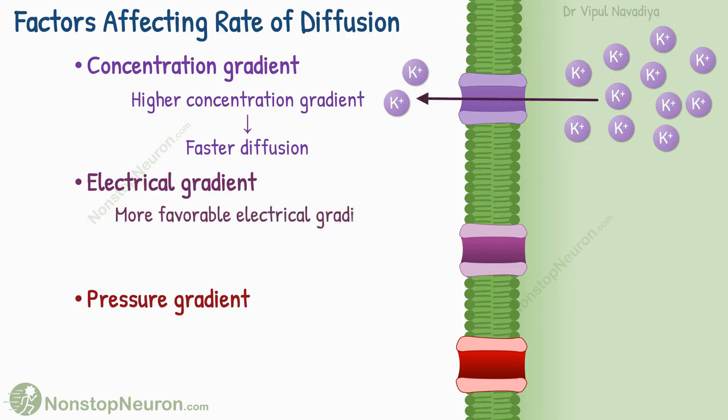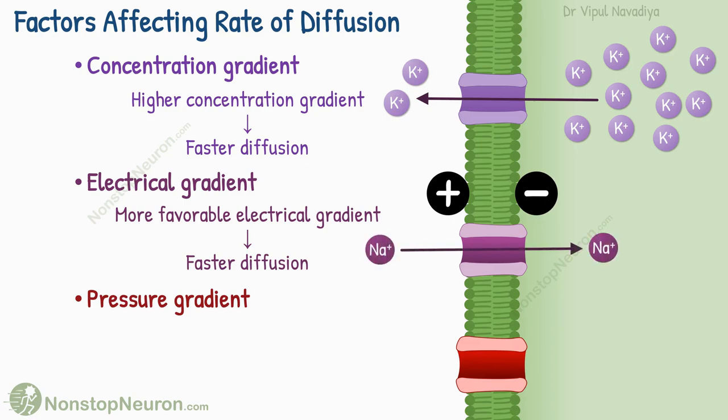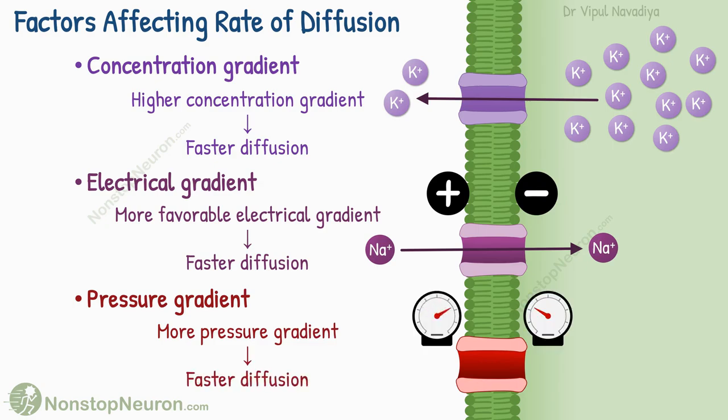Second, the more favorable the electrical gradient, the faster the diffusion. For example, electronegativity inside the cell favors the diffusion of positively charged sodium from outside to inside of the cell. And lastly, the more the pressure gradient, the faster the diffusion. For example, at capillaries, higher blood pressure inside the capillary favors the diffusion of substances out of the capillary. So these were all the factors affecting the rate of diffusion.